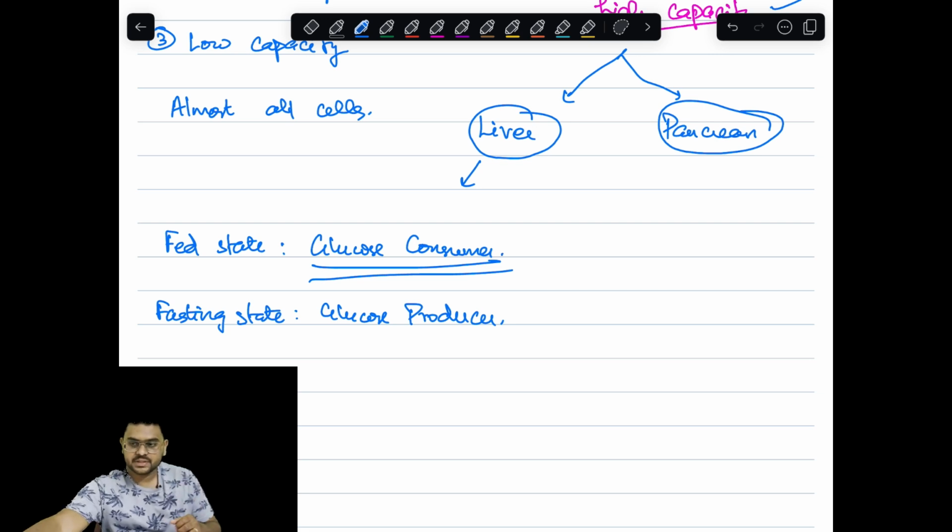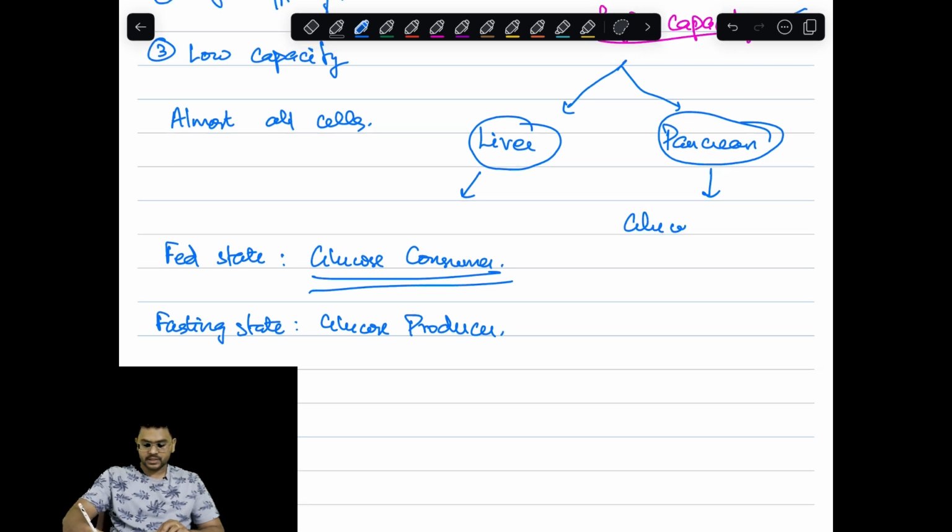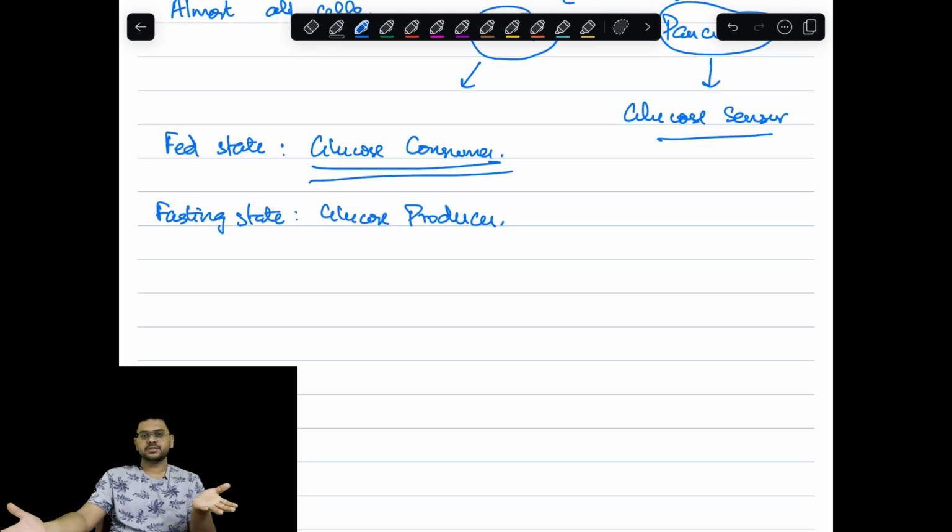Now on the other hand, what happens in the pancreas? In pancreas, it acts as the glucokinase we are talking about. It acts as glucose sensor. How? So when the glucose level in the blood increases, pancreas has to secrete insulin. So especially the beta cells. So it needs to have a mechanism to understand that the glucose is elevated in your blood sugar.